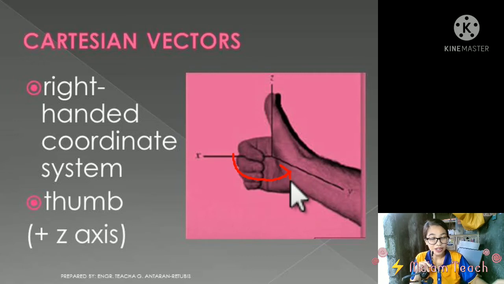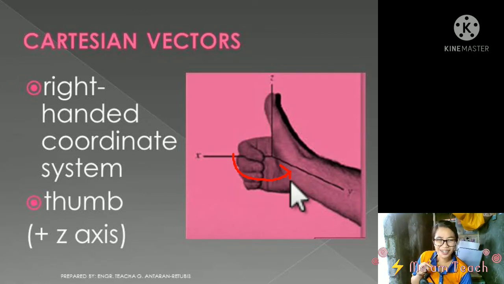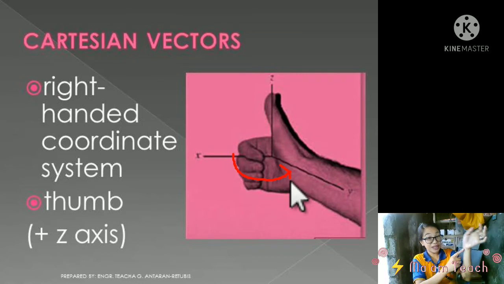Okay? So whatever the direction, the thumb is your z-axis. And as you curl your fingers, this is the position of your x-axis and this is your y-axis, which means that the wrist here represents your y-axis, while the direction of the curl is your x-axis. Okay, so if ever you forget, just use your right hand.